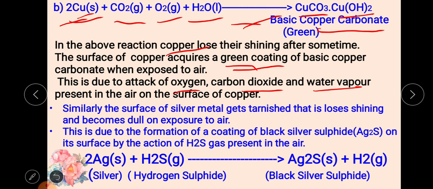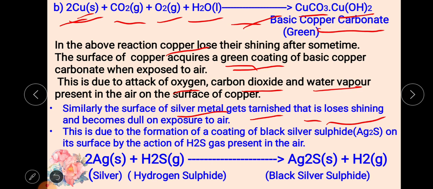Similarly, not only iron and copper, another metal, silver, also gets tarnished on its surface. Tarnished means it changes its color, that is, it loses its shine and becomes dull on exposure to air. If somebody wears silver articles, like a silver ring, a silver medal, or a neck chain, or even god statues, they will notice this after some time.